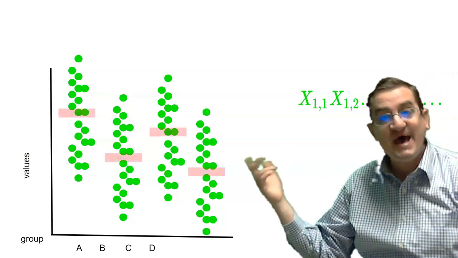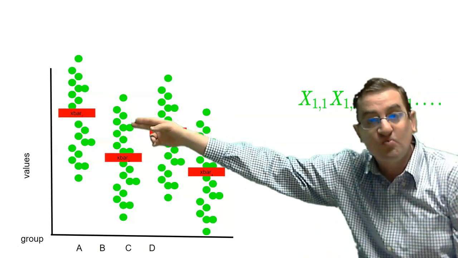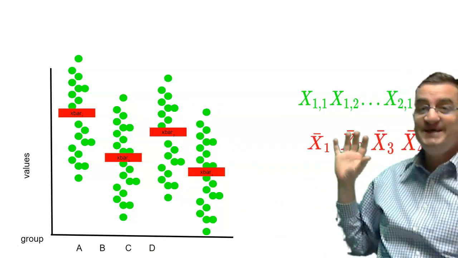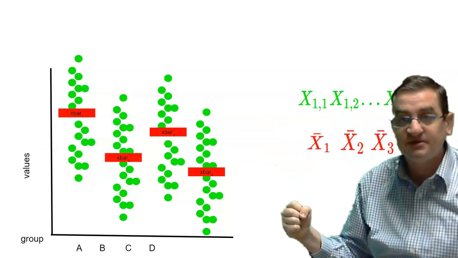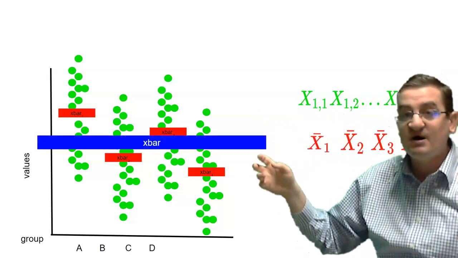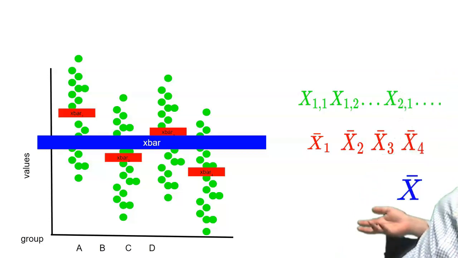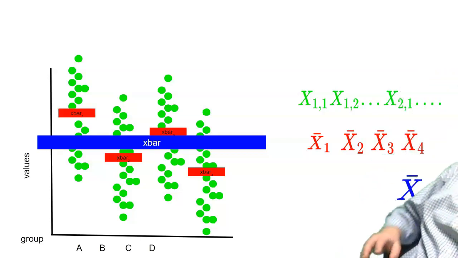We also have an average for each of these groups. X bar 1 for the average of the first group, X bar 2, X bar 3, X bar 4. And if we lumped all the data together, we would have an X bar overall for all of it. So here's our notation we're going to use to keep track of all these pieces.